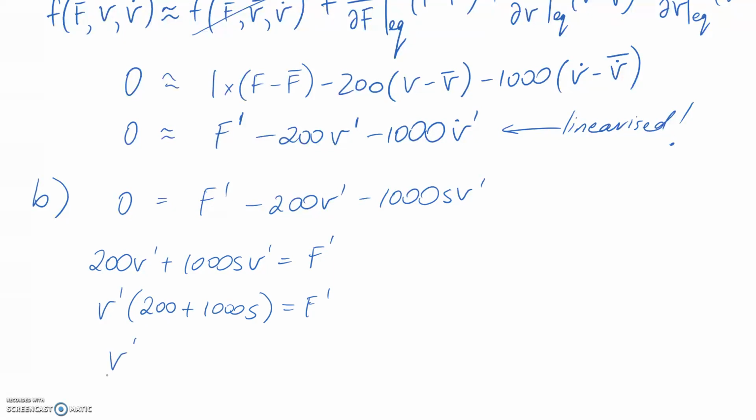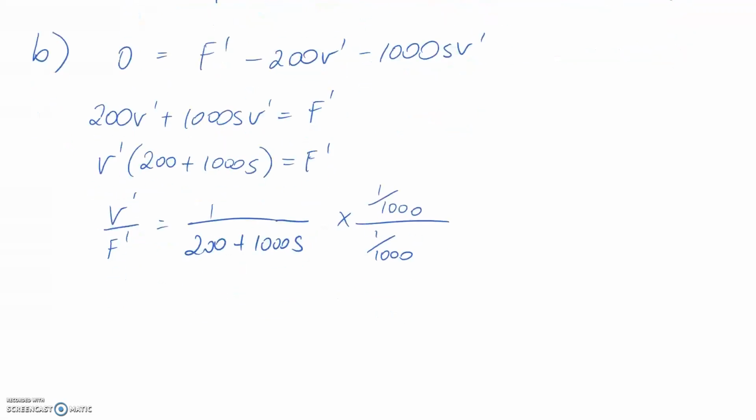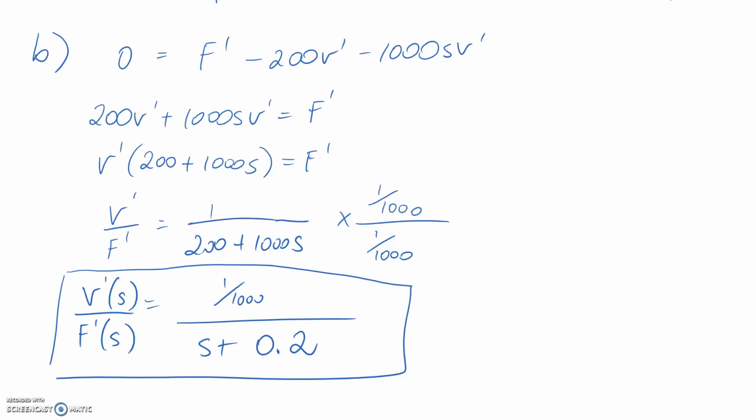This as v dash divided by f dash. So if I divide this down and divide the other down, we're going to get 1 over 200 plus 1000s. And of course we could make this a little bit nicer by getting a 1 in front of the s. So if we divide top and bottom lines by 1000, we're going to end up with that. So it's 1 on 1000 over s plus 0.2. And again, if we want to, we can write it with the little functions of s. Cool. So that there becomes our transfer function. So that's pretty much all there is then for this video, and I'll see you in another one.